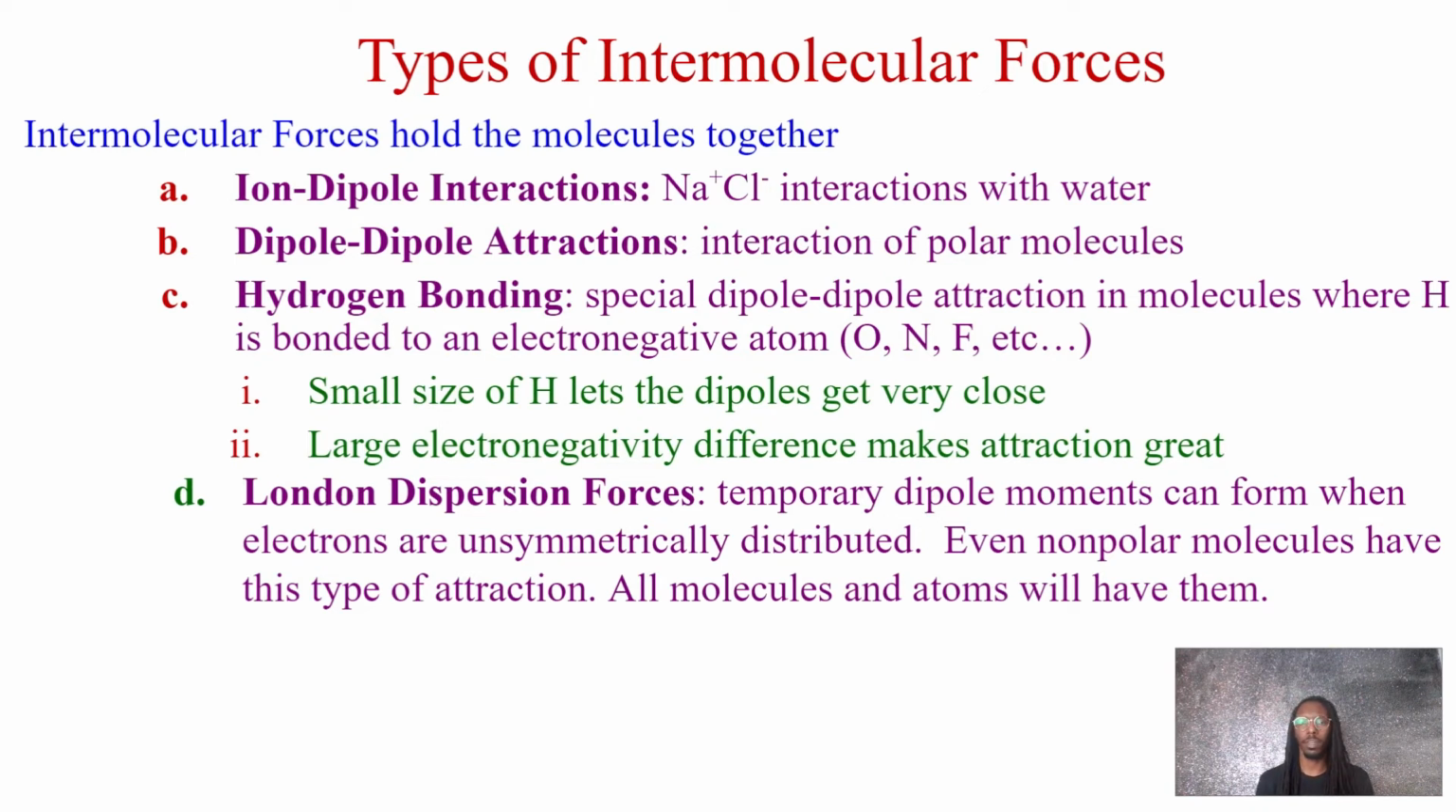So these are different from the others. One reason is that they're temporary. So these are temporary dipole moments. And these form when our electrons are not symmetrical at all. So the key thing with this, and we're going to see this, is that basically all molecules can have London dispersion forces. So at some point in time, polar molecules, non-polar molecules, etc., can have London forces. That's the key thing to understand. They can have these forces.